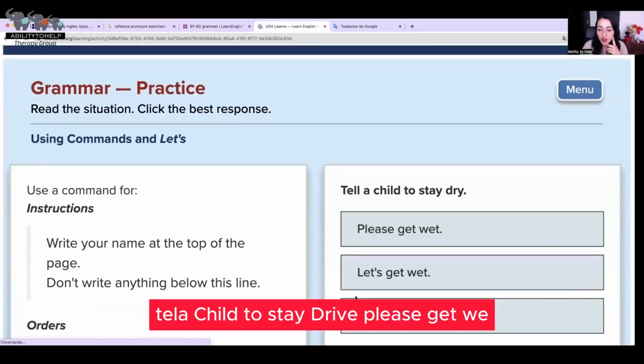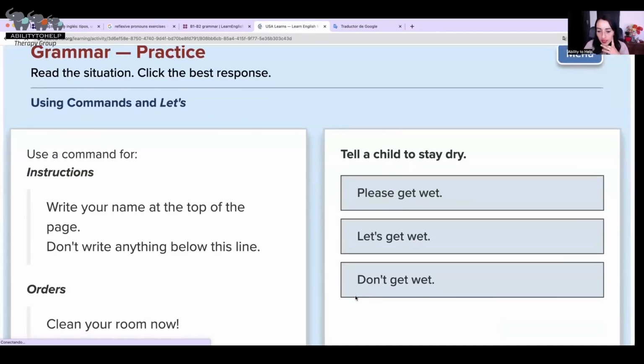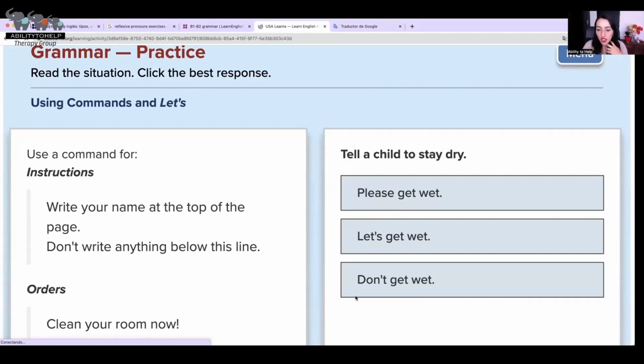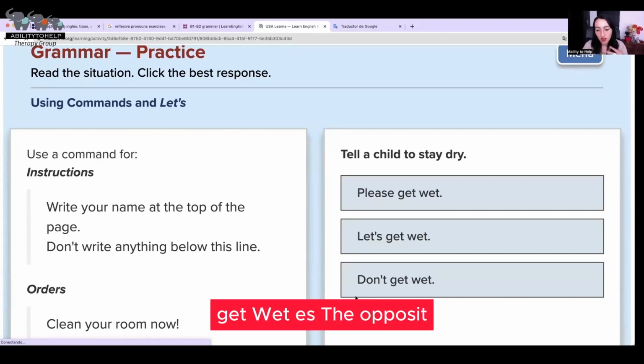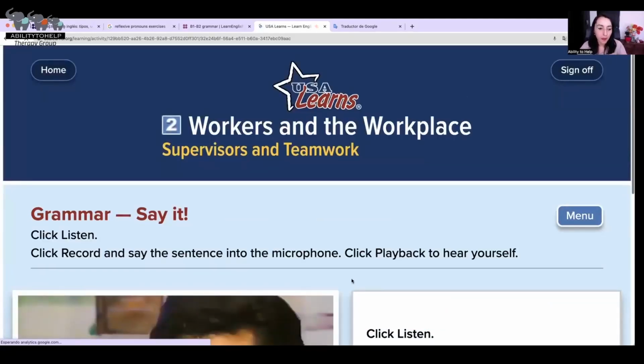Tell a child to stay dry. Please get wet. Let's get wet. Don't get wet. If you tell a child to stay dry, it is don't get wet. It's the opposite, a qualifying adjective: dry, wet.